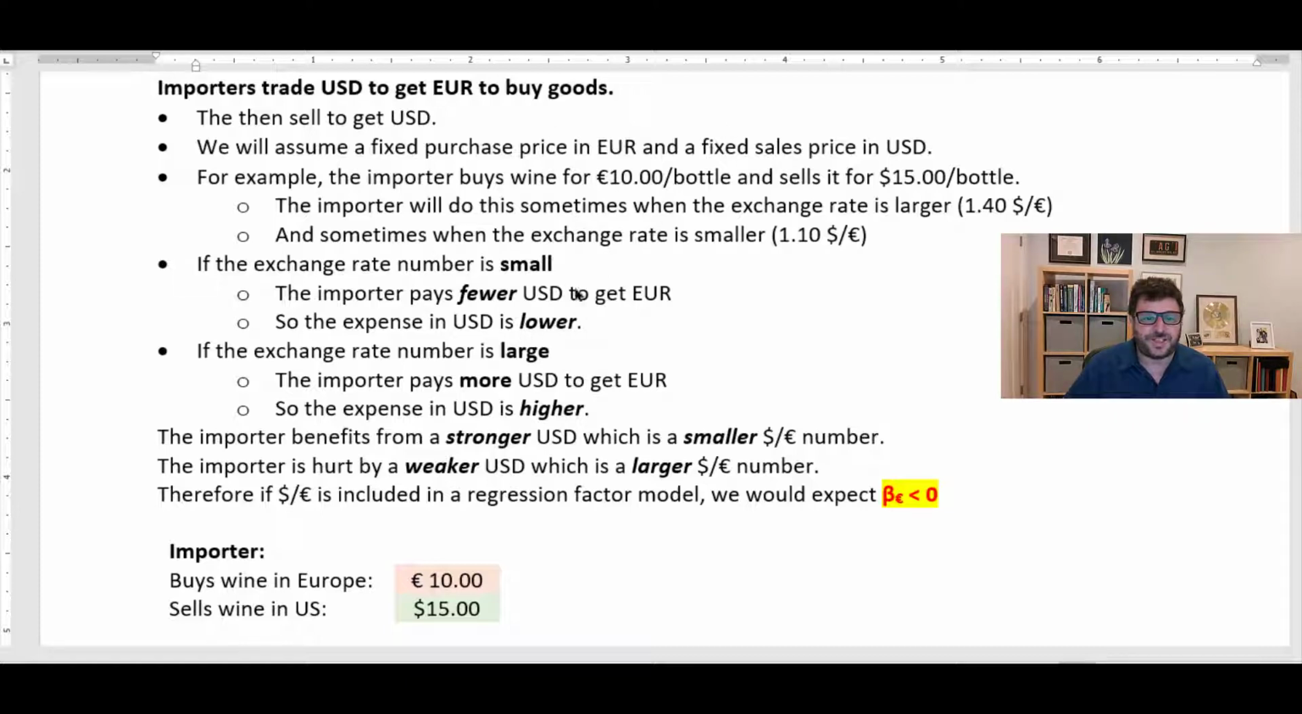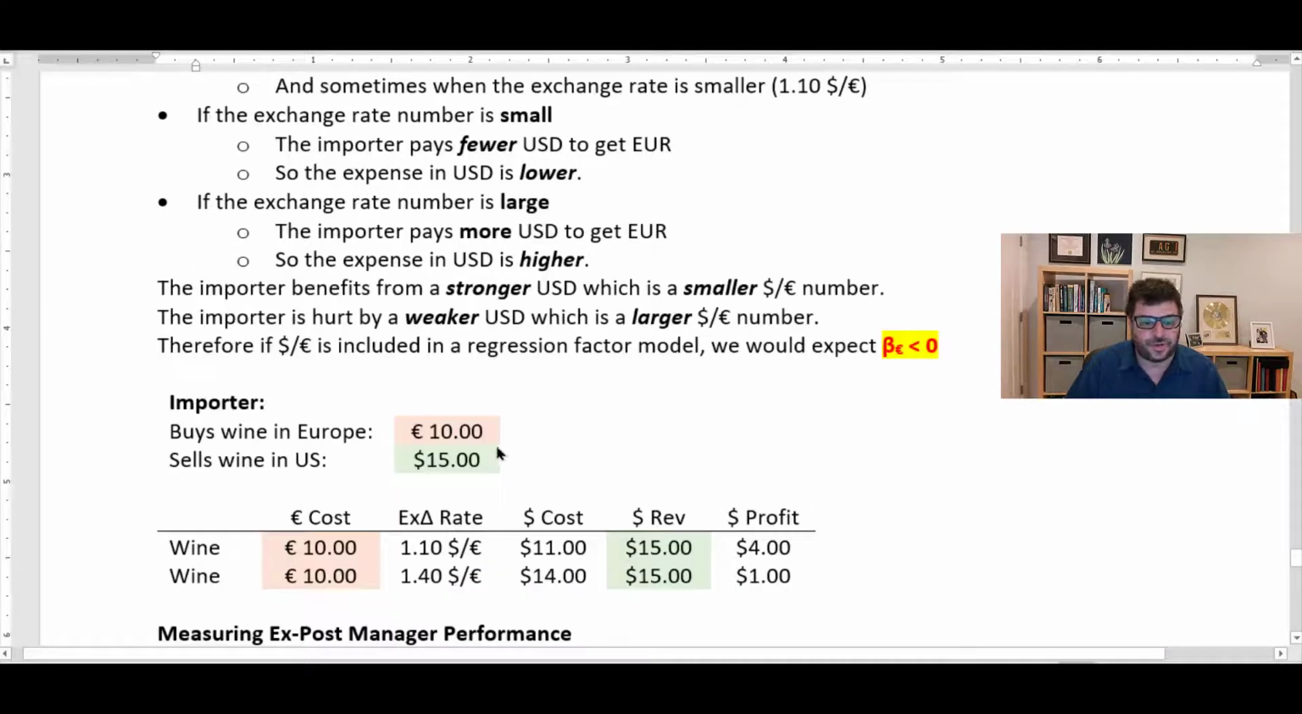And so the expense in US dollars is lower. And if the exchange rate number is larger, then the importer must pay more US dollars to get the euros to buy the wine, and so the expense in US dollars is higher. And so the importer benefits from a stronger US dollar, which is a smaller dollars per euro number. And the importer is hurt by a weaker US dollar, which is a larger dollars per euro number. Therefore, if dollars per euro is included in a regression factor model, we would expect the beta for euros to be negative.